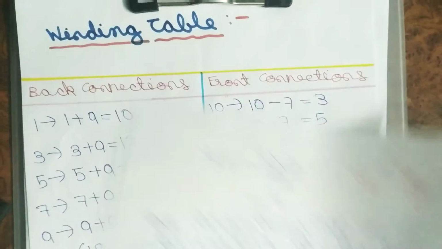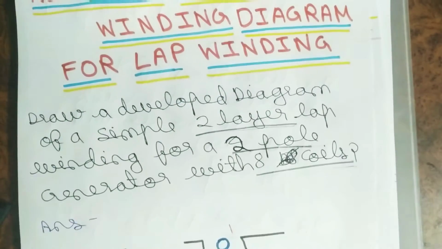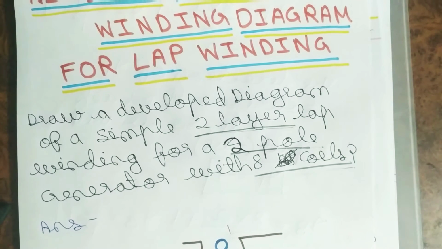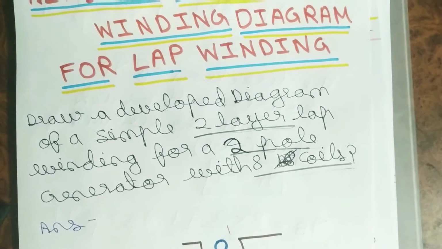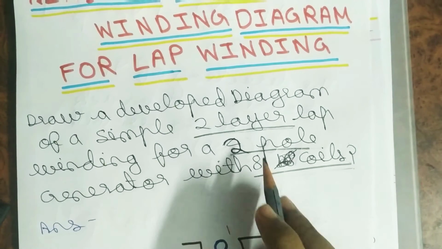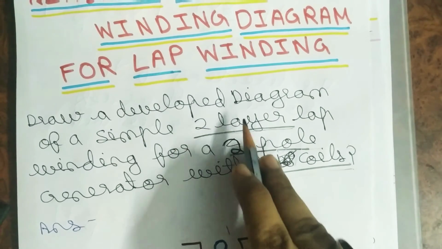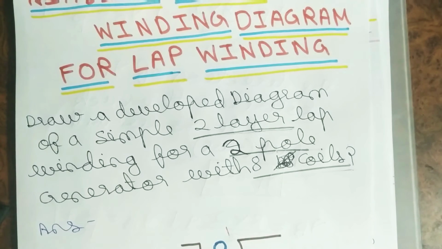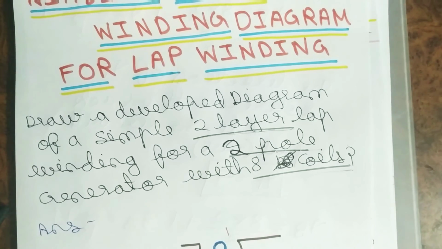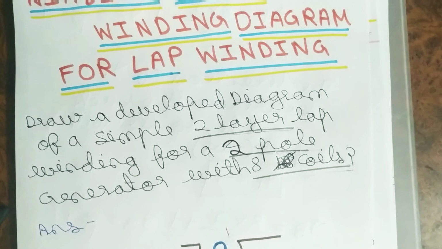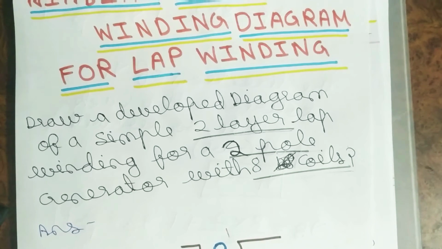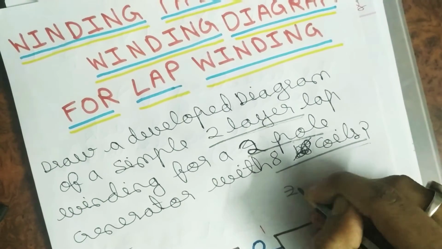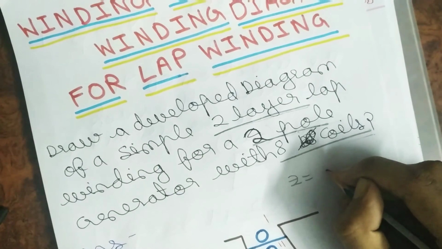So here in this video, how to calculate the number of conductors? Here it is given the number of coils is 8 and the number of layers is 2. So you have to multiply that value, 8 into 2, and the conductor will become 16.